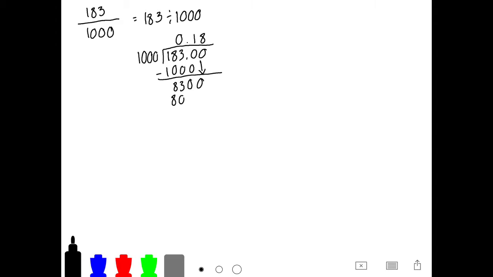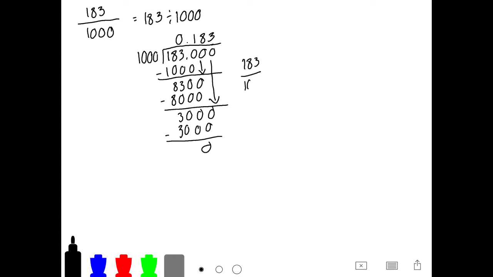1,000 times 8 is 8,000. Subtract that, you're left with 300. So let's add a 0 and then bring that down because we want to try and get 0 as our remainder. So 1,000 goes into 3,000 3 times. 1,000 times 3 is 3,000, and then you subtract, and you're left with 0. So now your final answer is 0.183.